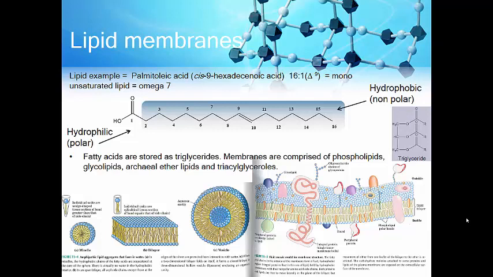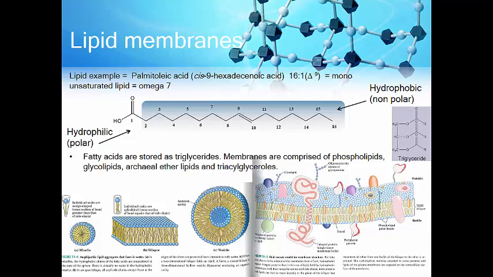Okay, so membranes are comprised of phospholipids, glycolipids, and ether lipids and triacylglycerols. So here you can see is a membrane. You can see you've got your polar head groups on the outside surface, you've got your non-polar tails in the middle, okay, and you've actually got different little things embedded in your membrane, and the way they embed in the membrane depends on what is on the outside of that particular thing and what is the nature of it.